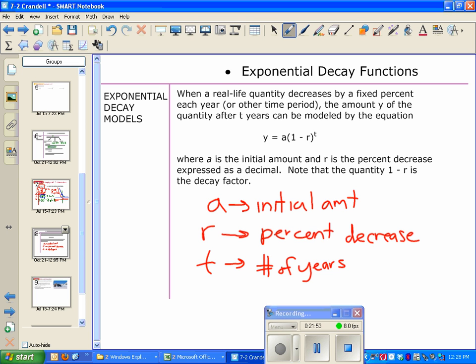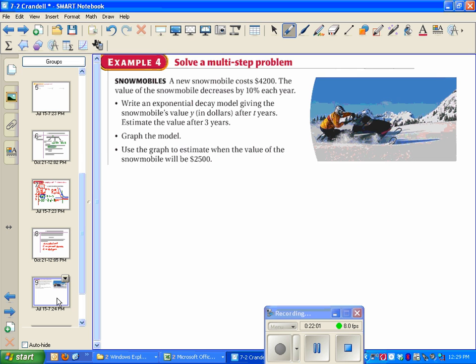So we're going to do an example with snowmobiles. If you didn't quite write all of this down while I was talking, pause it, write it all down, please. And then for snowmobiles, we're going to write an example. So please figure out what A is, what R is, and what T is, all by your lonesome. You can do this.